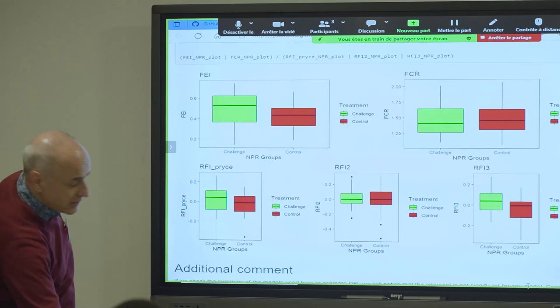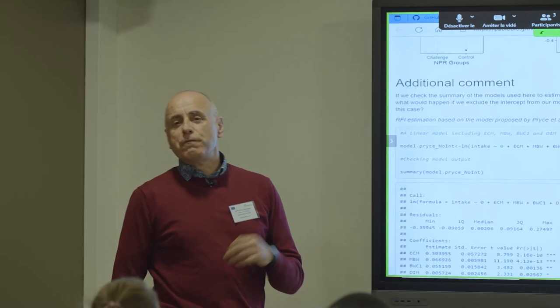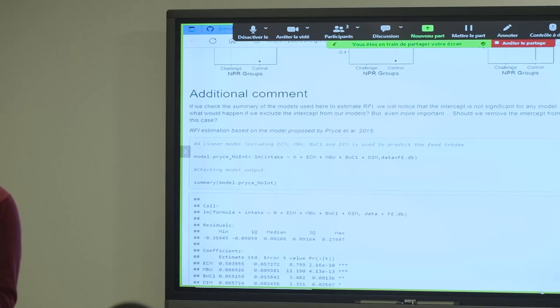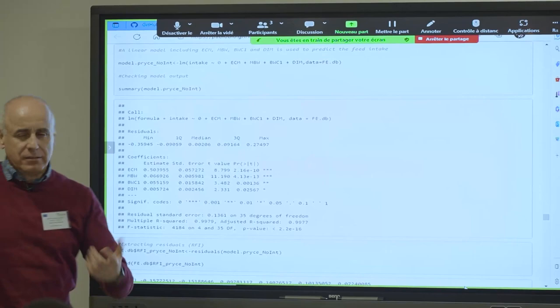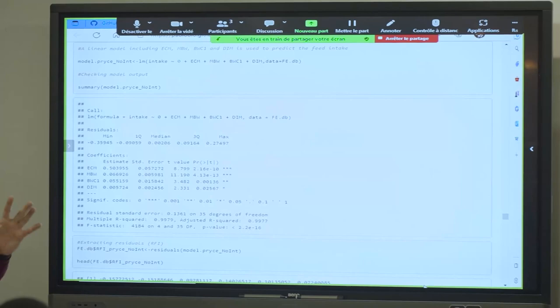And finally, there is an additional comment regarding whether to remove the intercept in the model or not, because we had a funny discussion when we were elaborating this data with the people collaborating with us. They were saying, okay, but if you remove the intercept, you have a higher regression, and it's true. You see that it's 99, it's almost one, but it's not correct. There are some comments in this part, and it's, please don't do that, never, because even if you have apparently better results, you are tricking yourself, so don't do that.